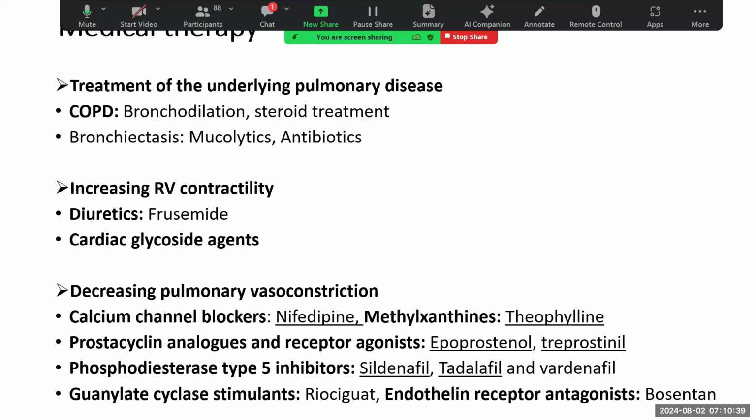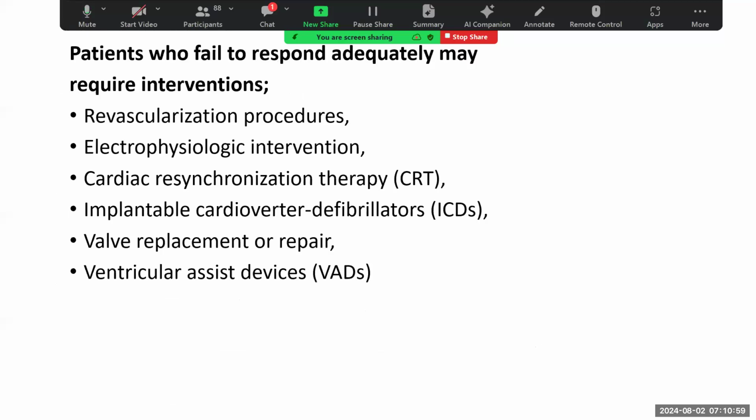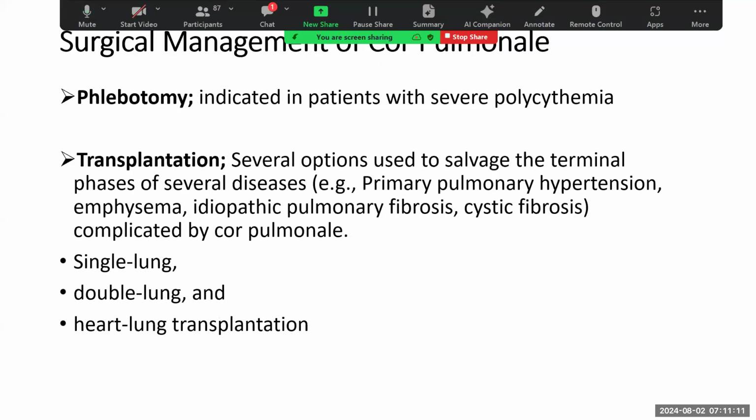And then to increase the right ventricular contractility, you want to reduce the preload by giving diuretics like furosemide, and cardiac glycoside agents for inotropic support. And then to decrease the pulmonary vasoconstriction, calcium channel blockers may be relevant. Phosphodiesterase type 5 inhibitors like sildenafil may also be useful in the treatment of the patient. Patients who may not respond may require other interventional measures like cardiac resynchronization therapy or use of ICDs or valve replacement or repair. Surgical treatment may include transplantation.